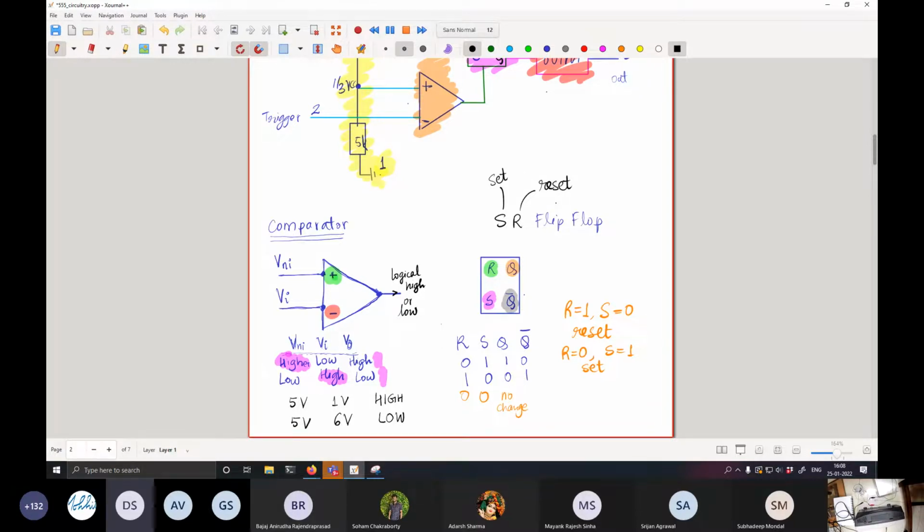So we can build the following truth table: when R is 0 and S is 1, meaning the set pin is high but the reset pin is low, then what happens? Then Q is set to 1 because you are setting the output to be 1. So now what will be the conjugate, the Q bar? It will be 0. So this is like a logic level. The SR flip-flop is basically not working with continuous voltages, it gives you a logical high or logical low.